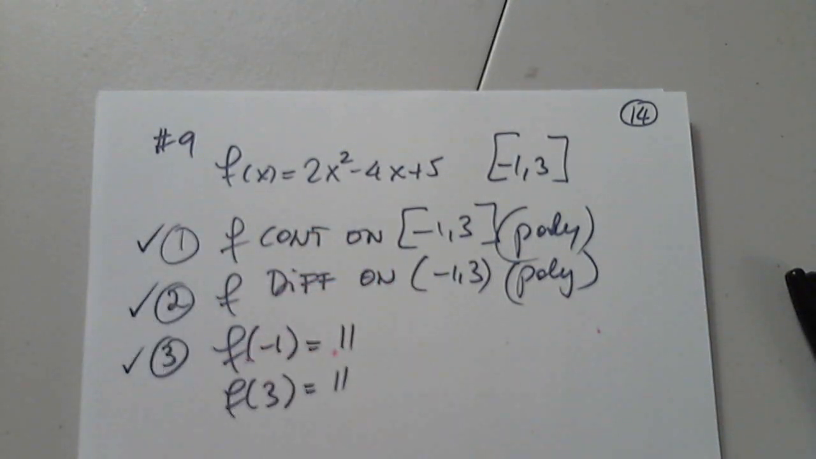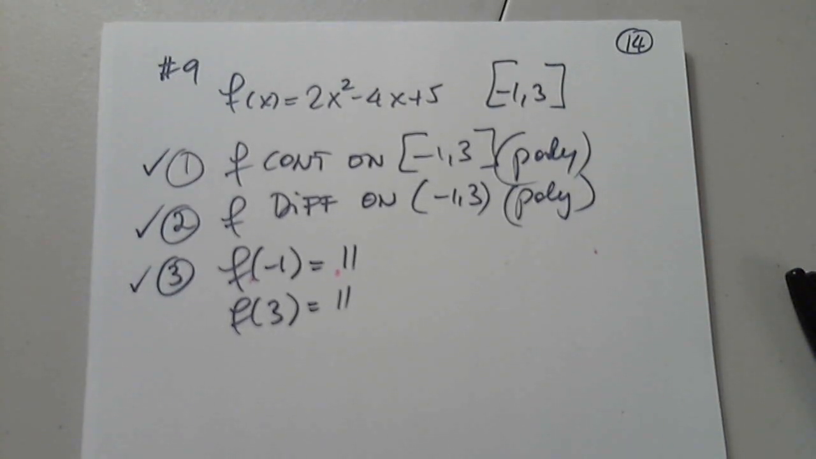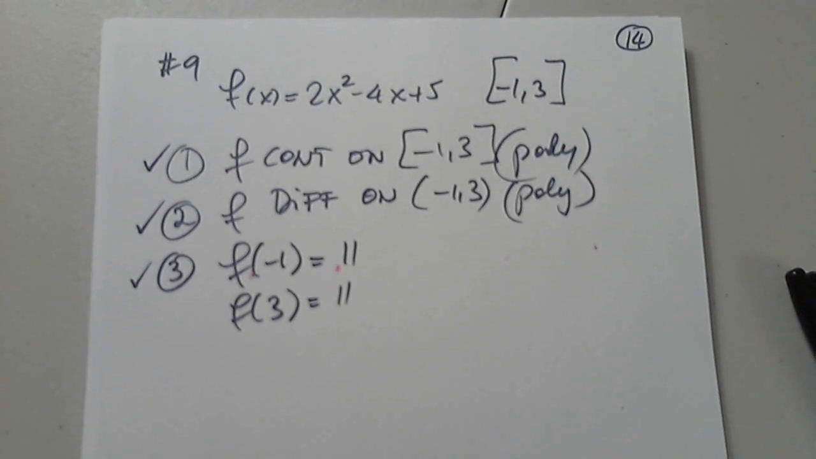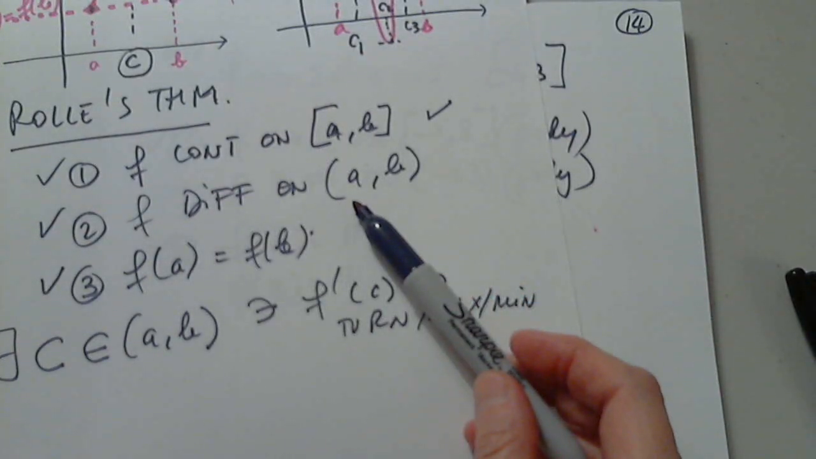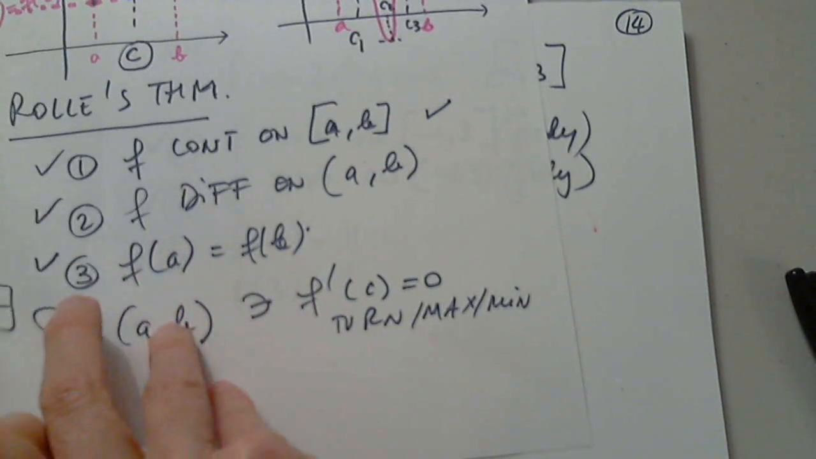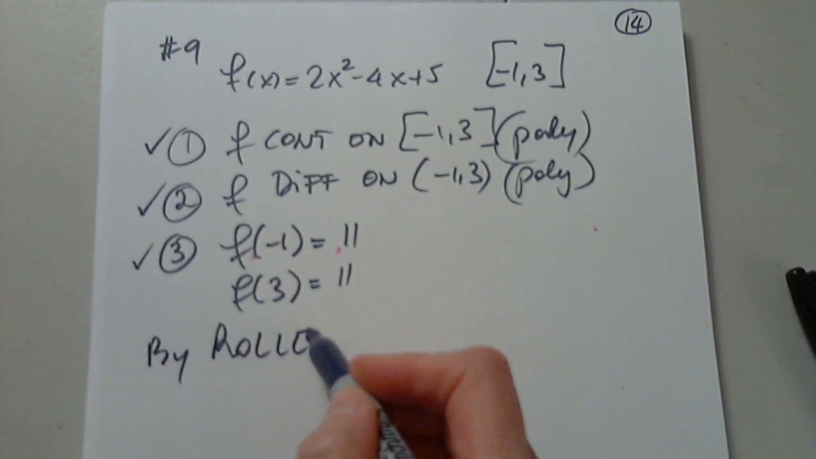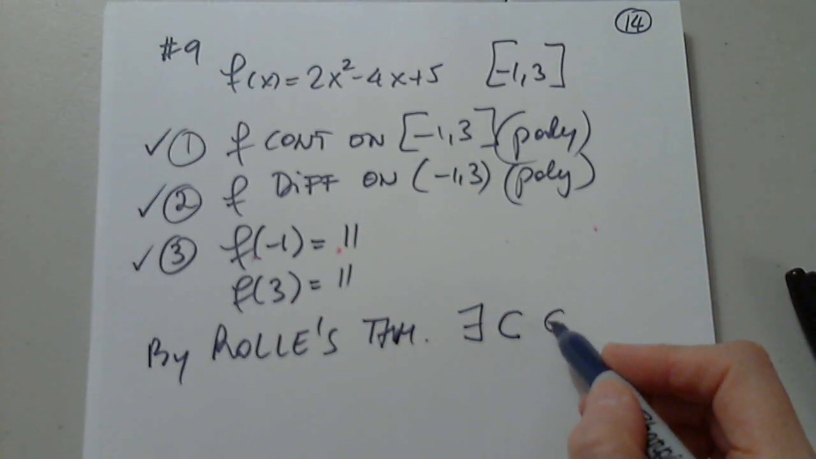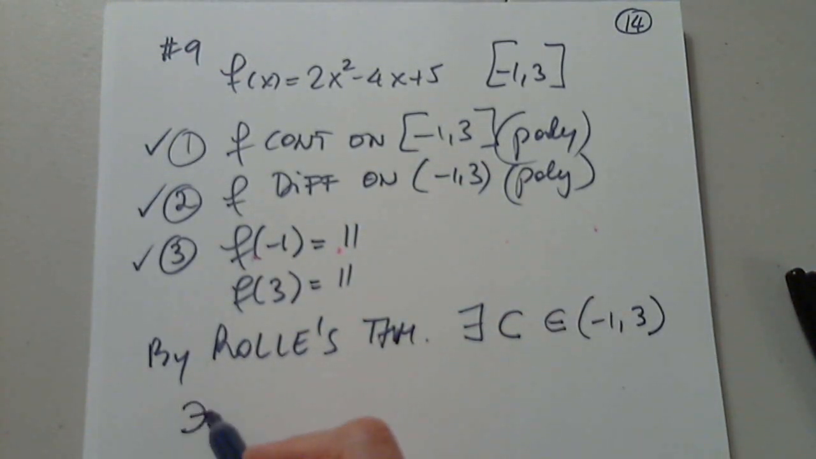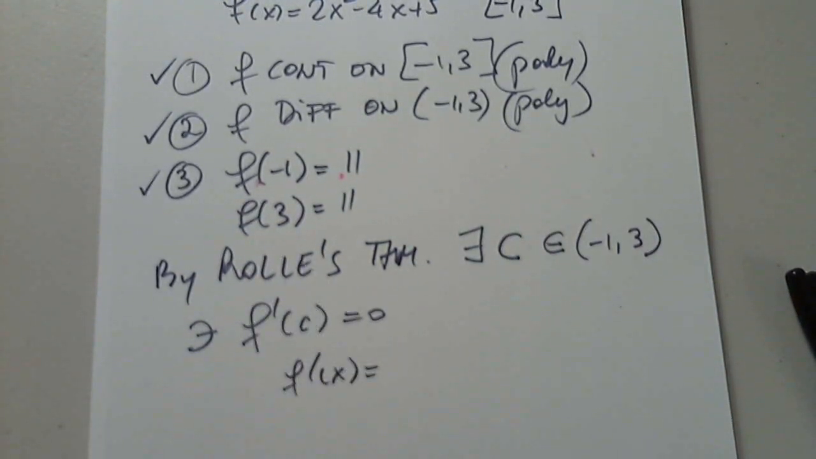Are these 3 conditions fulfilled, or hypothesis of Rolle's theorem? Yes? Continuous on AB, differentiable on open, and f of A equals f of B. It starts and ends at the same point. Good. Then, by Rolle's theorem, there exists at least one number C in the open interval -1, 3, such that f prime of C is 0. There must be a max or a min there. So I have to find f prime. Can anyone give us f prime of x for this function?